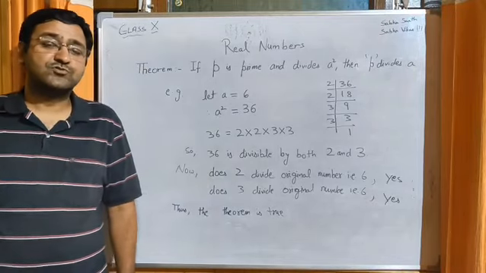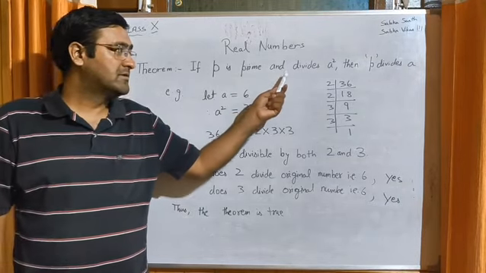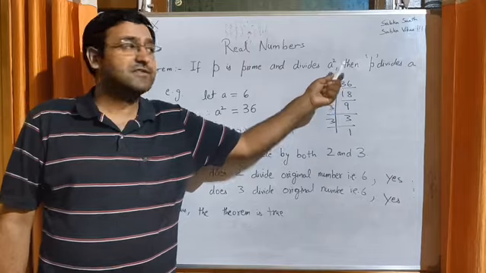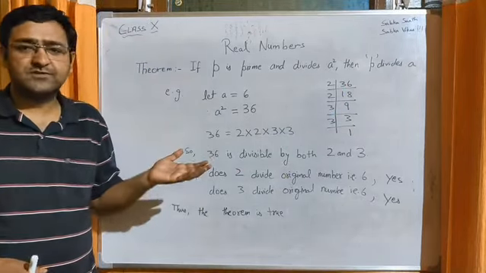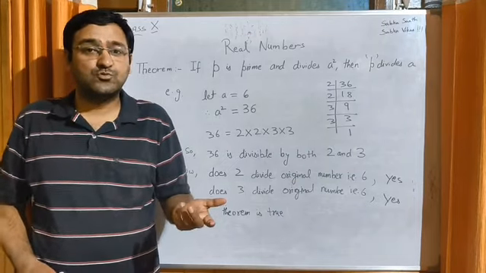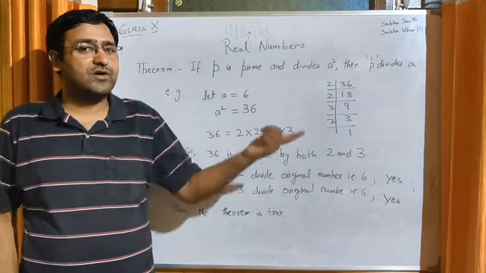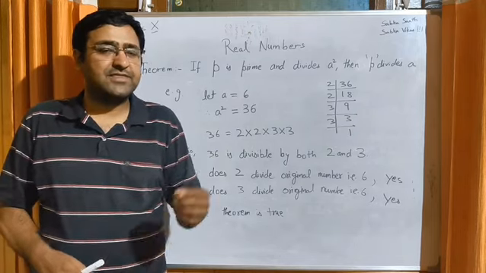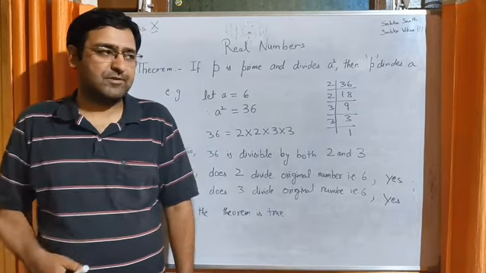Today I'm going to introduce you to a theorem which is: if p is a prime number and divides a square, then p will also divide a. In simpler words, you can say that if you have a prime number, let's suppose like 2, 3, 5, 7, and you divide a square of some number by that, then that number will itself also be divisible by the same prime number.